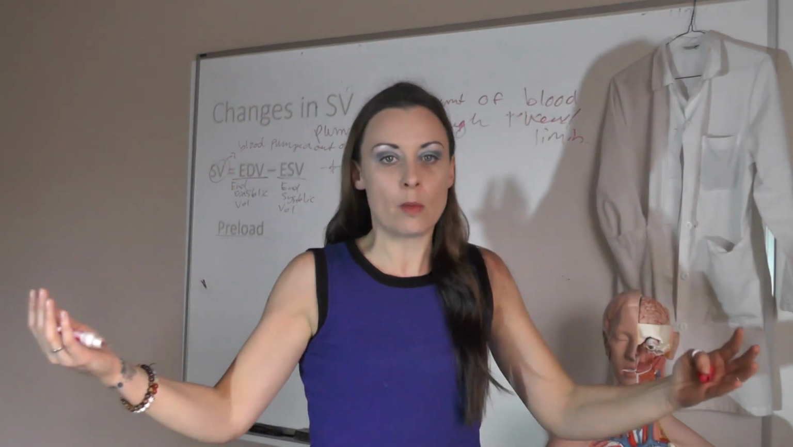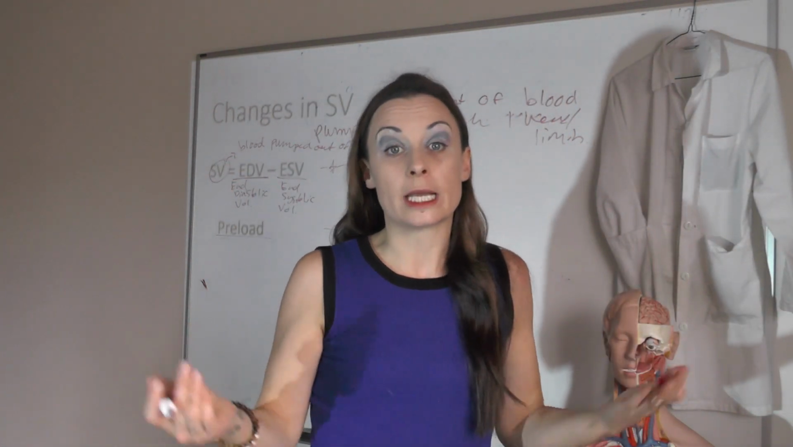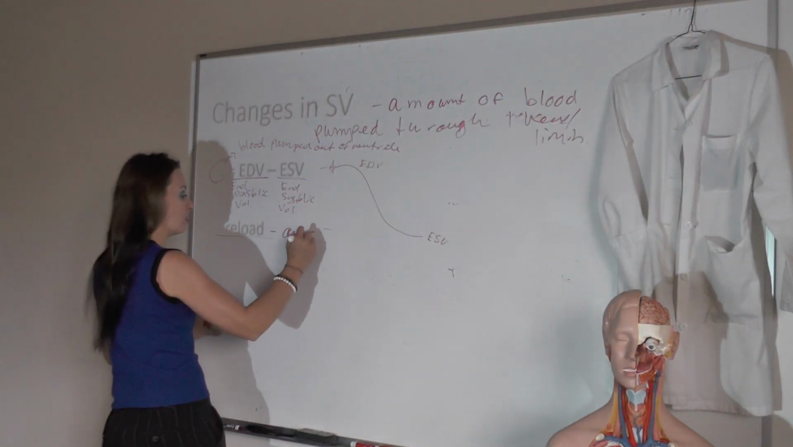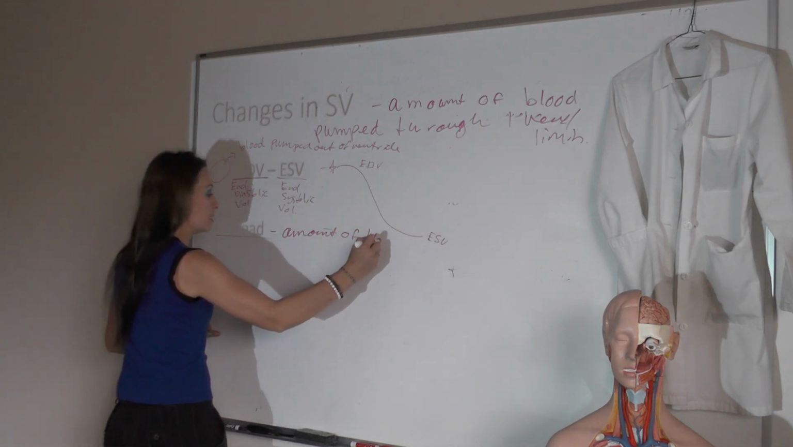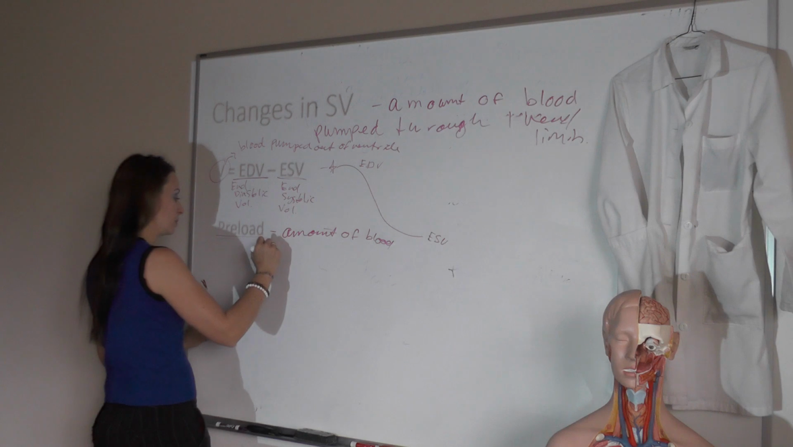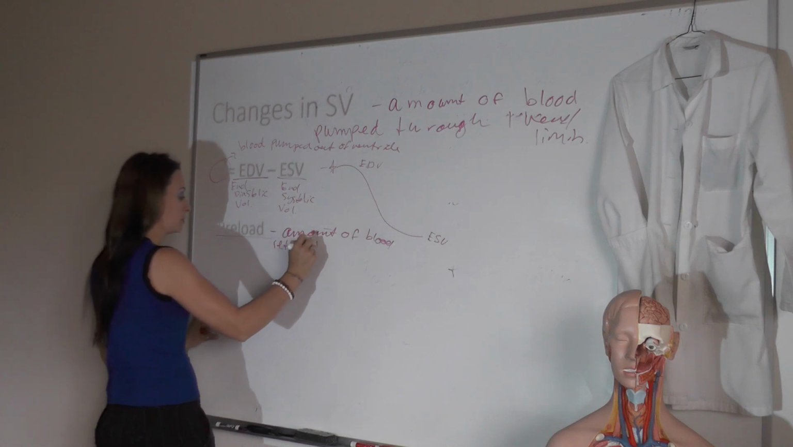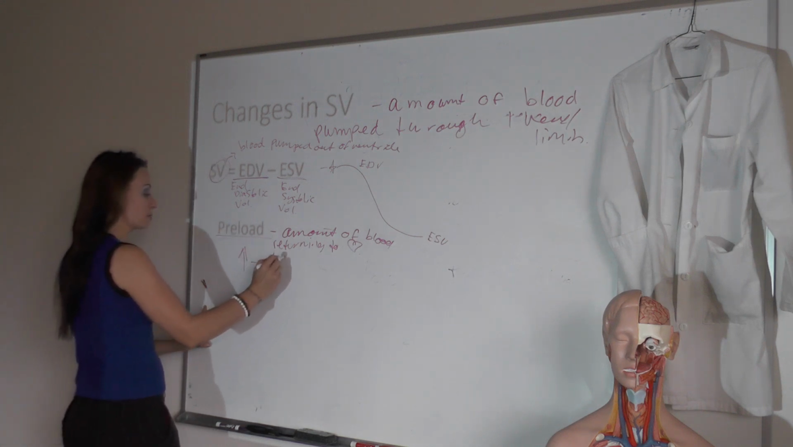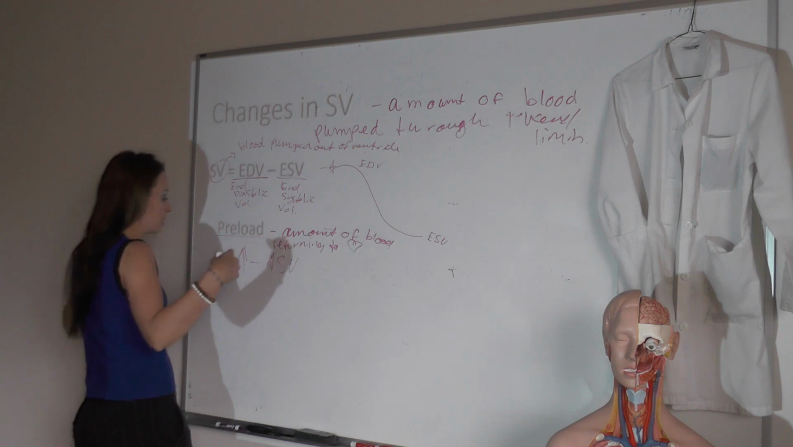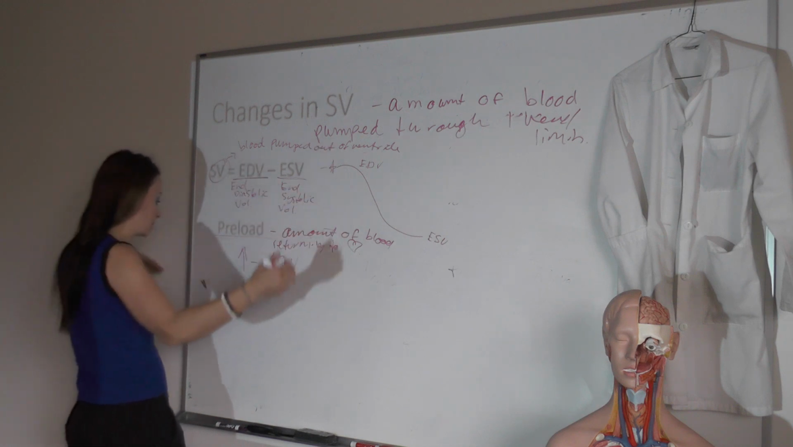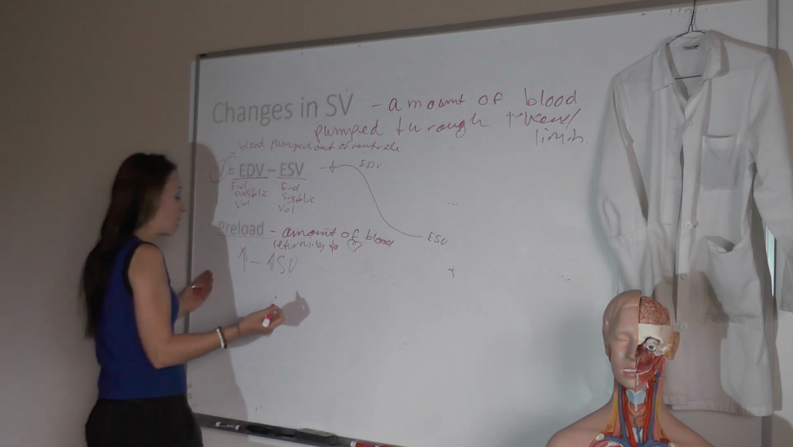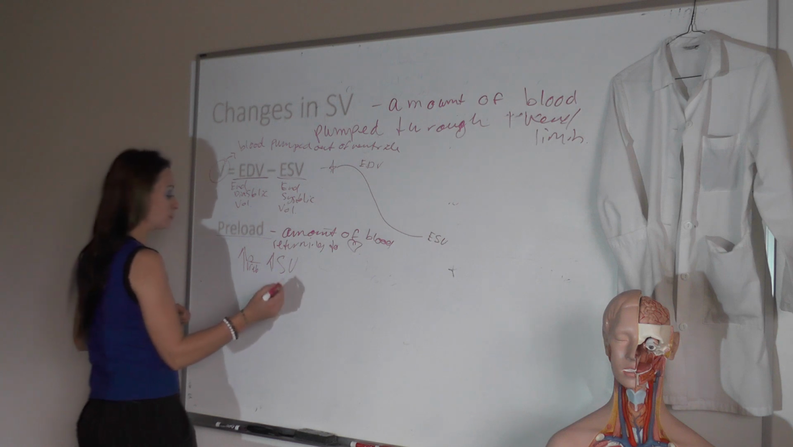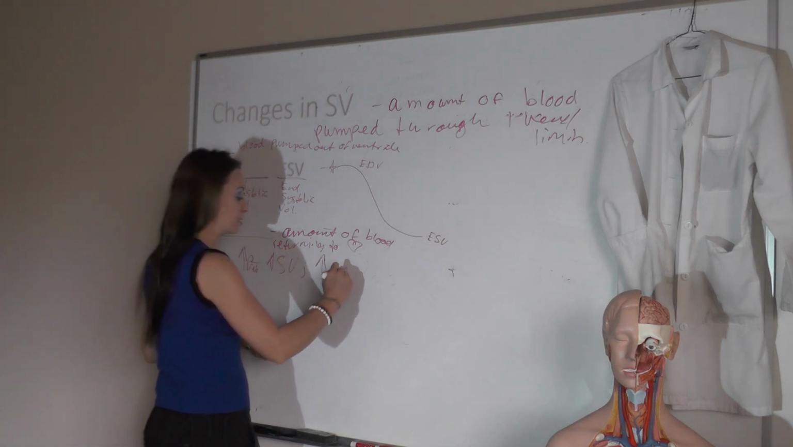So if they have more blood in them, what do you think that does to stroke volume? I just told you, they can squeeze more out. It increases stroke volume. So preload is the amount of blood returning to the ventricles or returning to the heart. And if it increases, it's going to increase stroke volume. Because if we have more blood in the heart, it's going to help with this length-tension relationship, but then we have more that we can squeeze out as well. So an increase in preload is going to lead to an increase in stroke volume. And we can do this by increasing venous return.